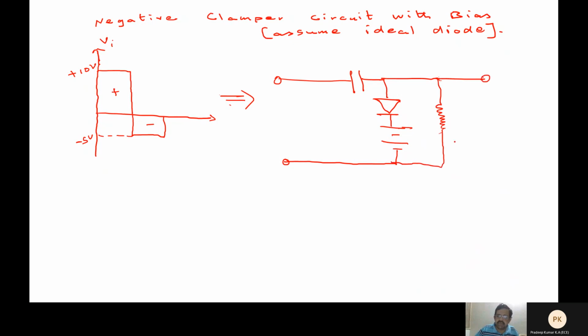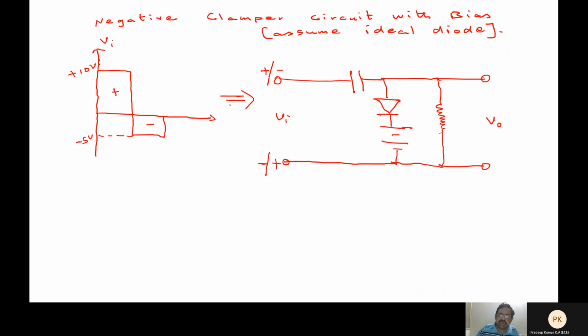So we are straight away going to work out the output values. Okay, so here this is my Vi. Now think about it. So this is positive. When this is positive, the input, this will be negative. When this is negative, in the other half, this will be positive. Now let us think when the capacitor will get charged. That is where we should start the analysis always.